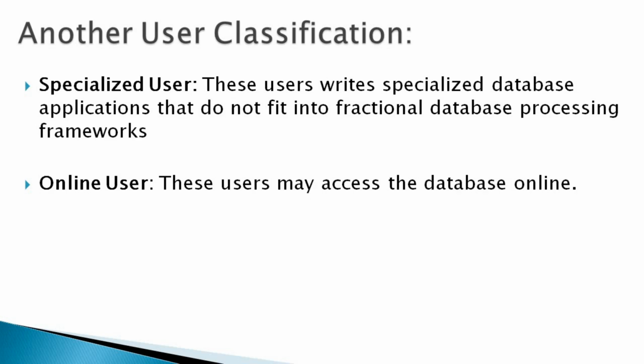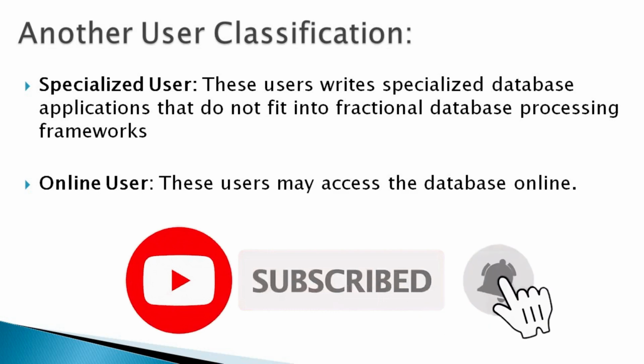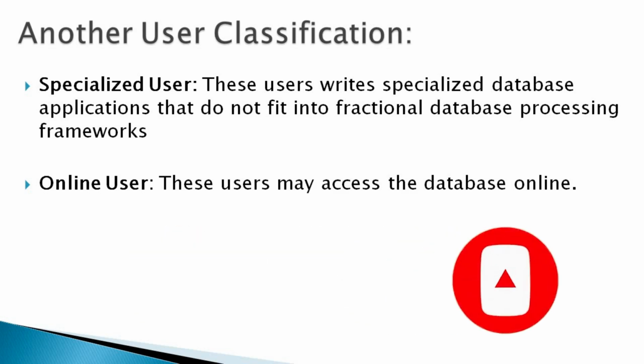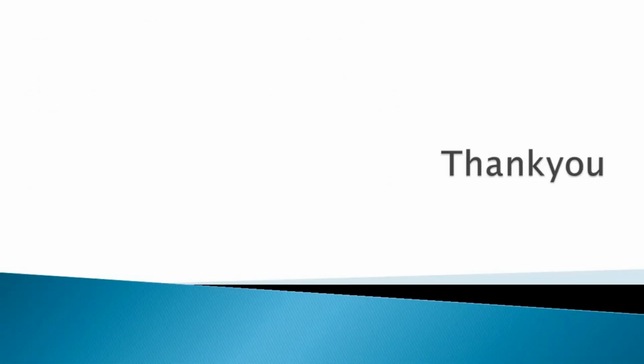Next are specialized users. These users write specialized database applications that do not fit into the traditional database processing framework. So these are the special type of users. The last one is the online users. These users may access the database online by using networking or the internet. So these are the classifications of the users we have seen.